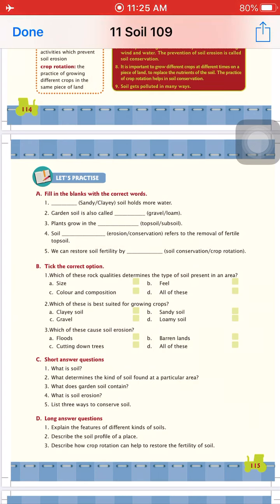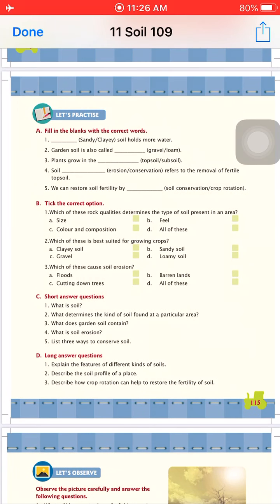Next is tick the correct option. First, which of these rock qualities determine the type of soil present in an area? Types of soil have different qualities, and those qualities are size of the soil or sand, feel, color and composition of the soil. Means the answer is all of these qualities are present inside the type of soil. Second, which of these is best suited for growing crops? The answer is loamy soil.